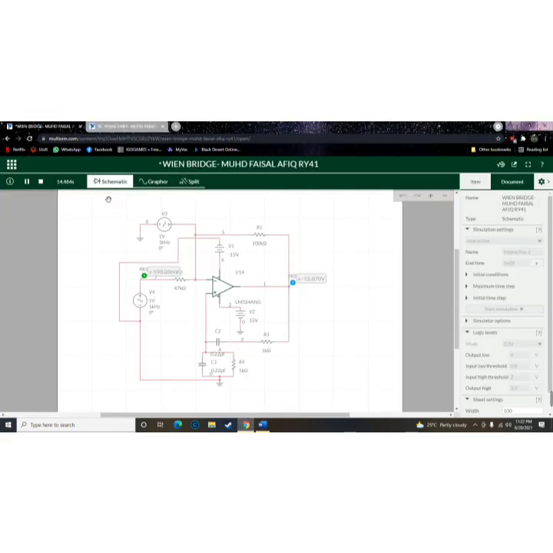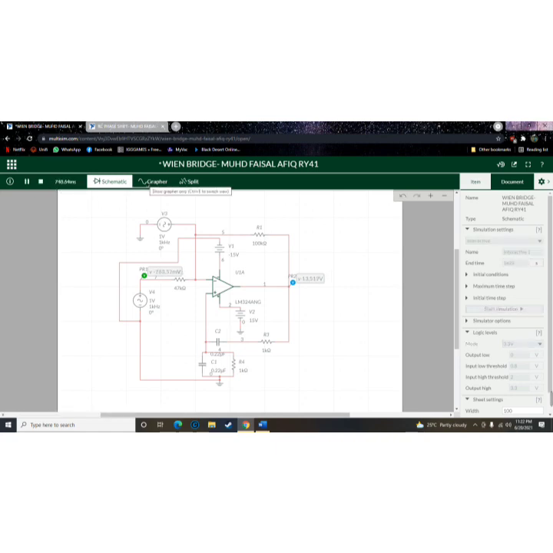Okay, this is a Wien bridge schematic circuit that I have built. From now on we can see the capacitor value is 0.22 microfarad for both of the capacitors. And now I will run the simulation.